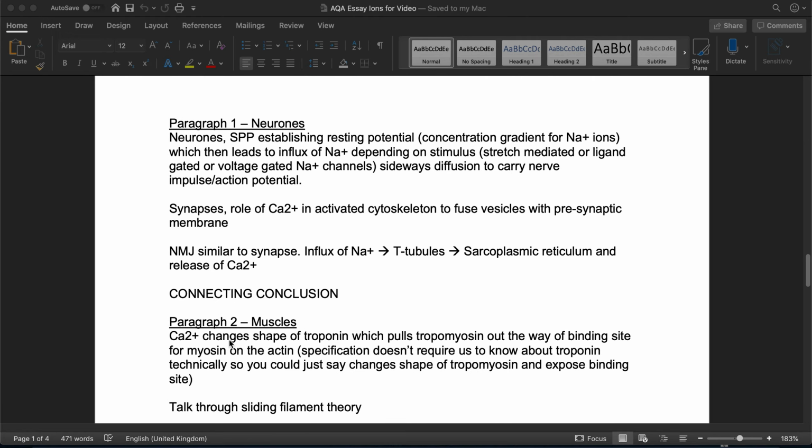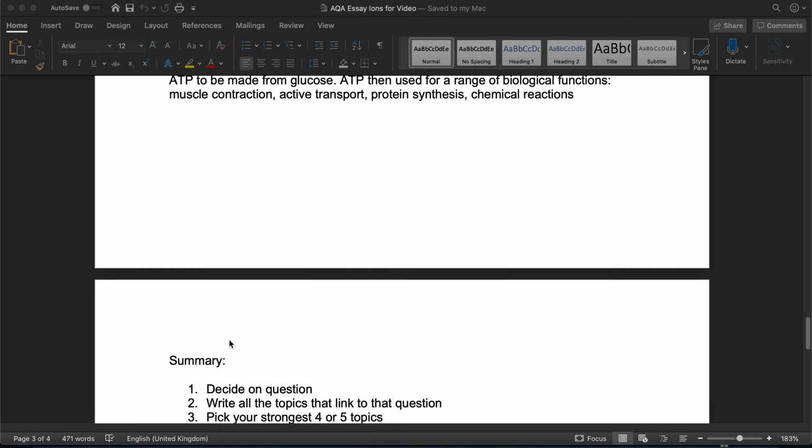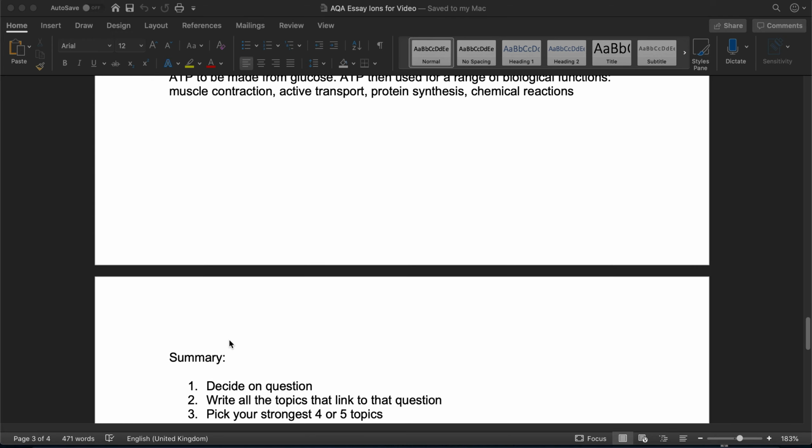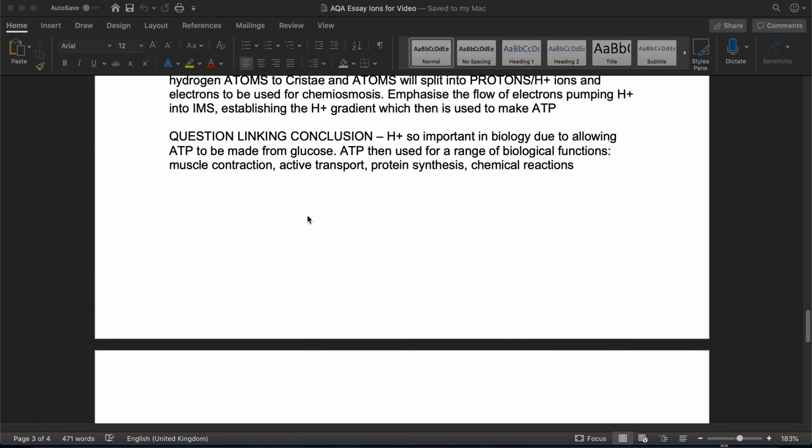Then the next step, just coming down to here, is you pick your strongest 4 or 5 topics. Now remember, all of this is individual. Some people are going to be able to write way faster and way more than others in the allotted 30, 35 minutes that most people tend to go with.